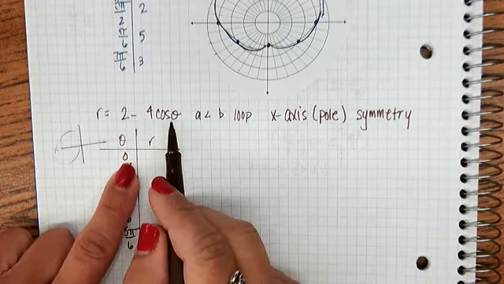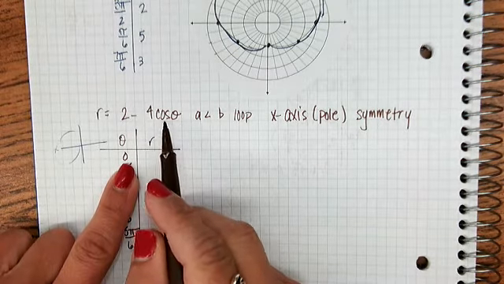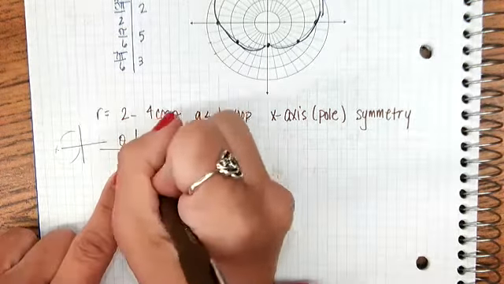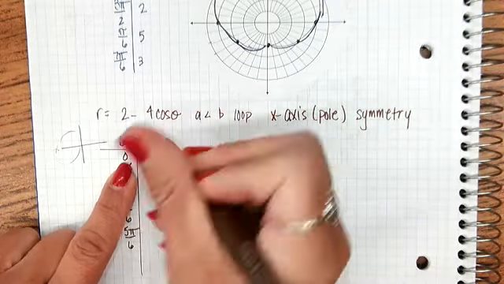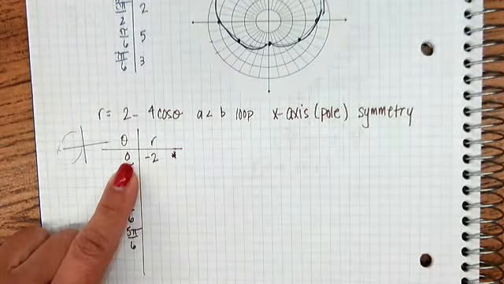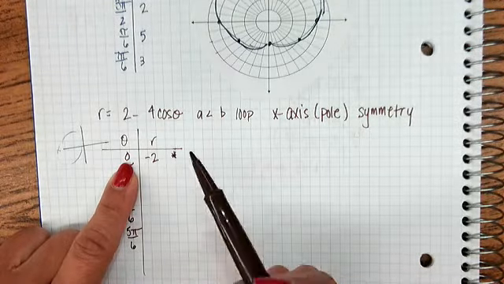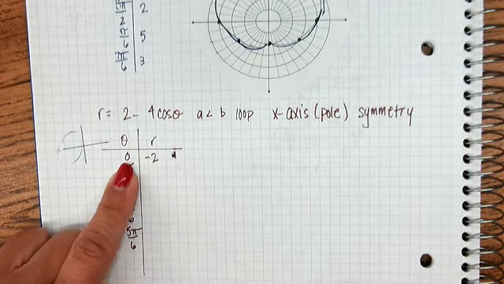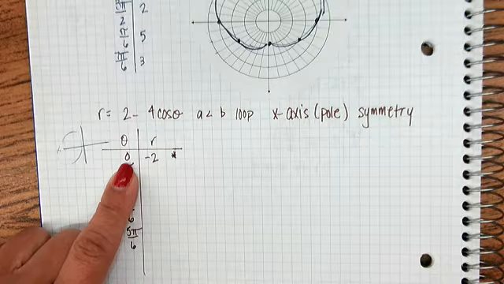The cosine of 0 is 1. So 2 minus 4 is negative 2. This is a key for you. As soon as you see a result with a negative radius, it's going to be a loop. This is just a little trick. As soon as you see a negative radius, it's going to be a loop. When we graph it, I'll be clearer about that.